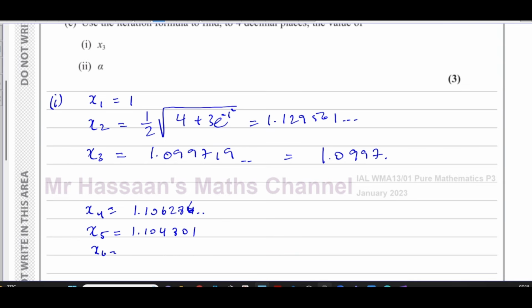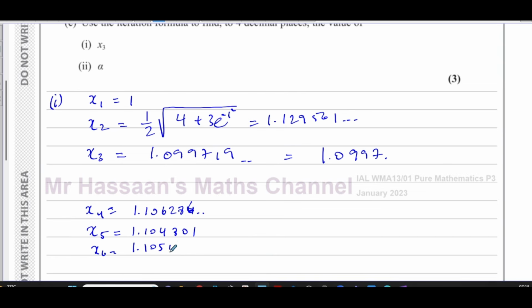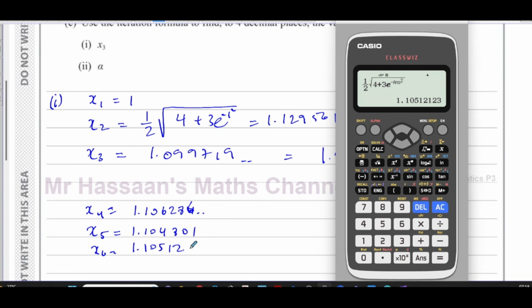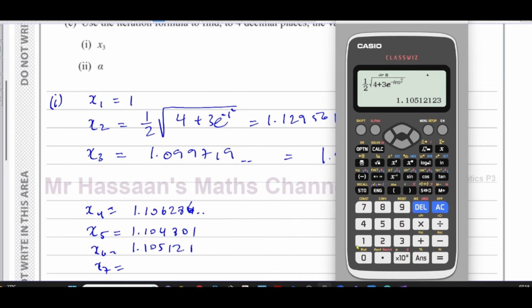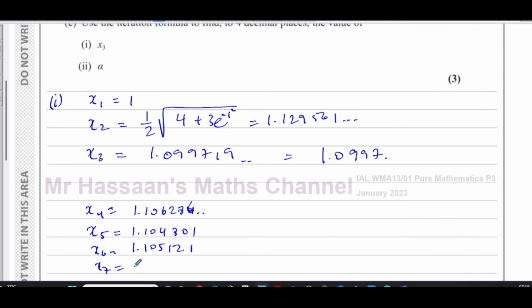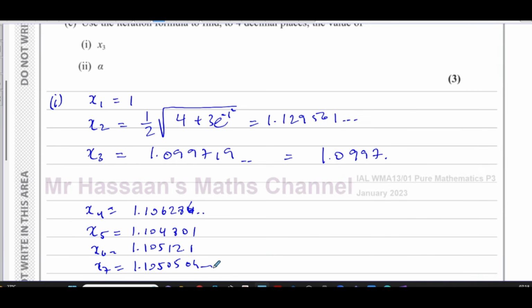Then I'll do the same for x6. I'll just press equals again. That gives you 1.10512. Okay, and then I'll do x7, which is equals again, 1.10505, 1.1050504. It continues on like that.